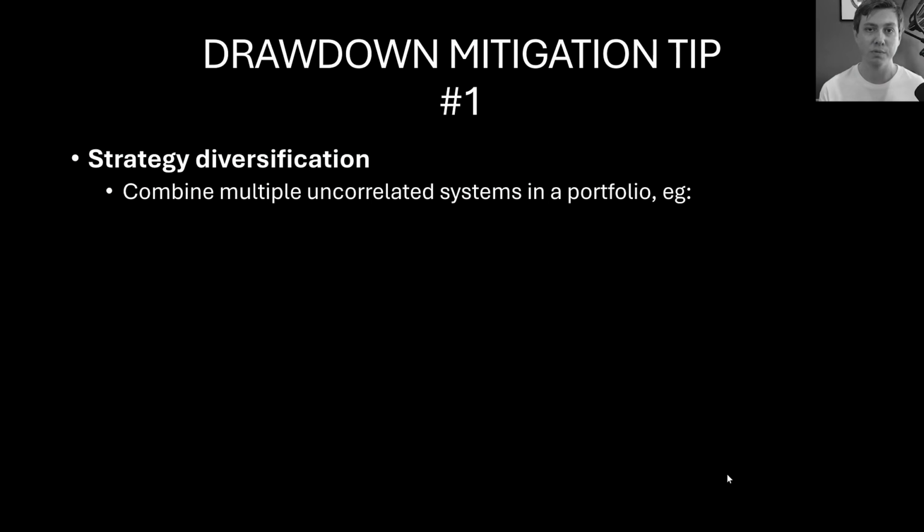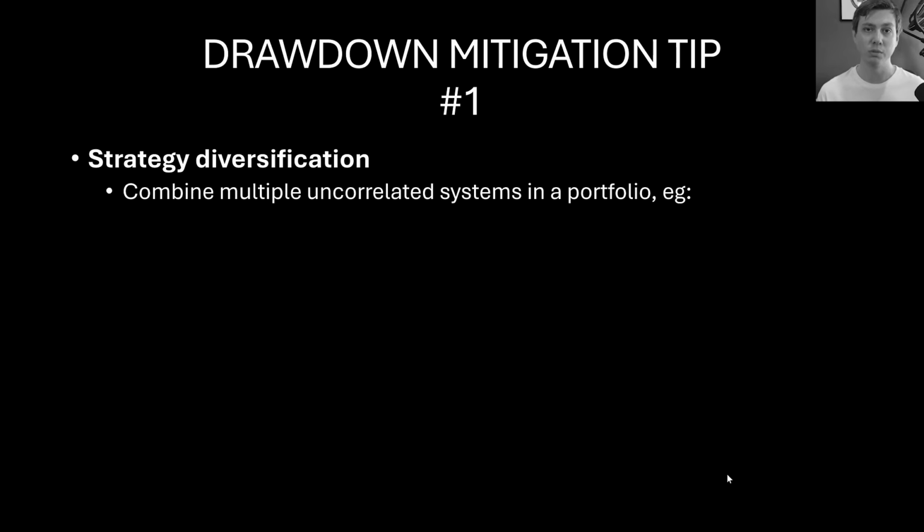Combining multiple uncorrelated systems in a portfolio of trading systems is the best way to mitigate drawdown. It's the most robust method for reducing drawdowns because it reduces the issue of curve fitting. If you have 4 or 5 well-designed systems that are all robust in their own way and their own manner, and you combine them all and they're uncorrelated, then you are going to have a much smoother equity curve than you would if you're just trading one single system.